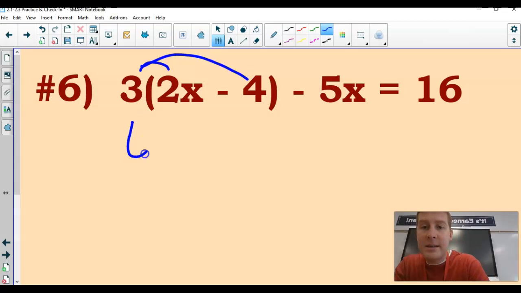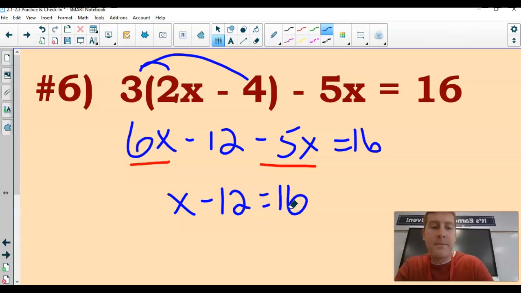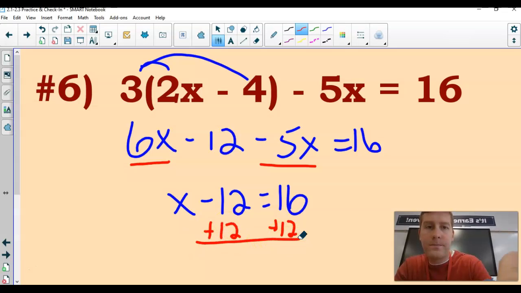That's called the distributive property. So 3 times 2x is 6x, 3 times negative 4 is negative 12, and then we still have that minus 5x on the left-hand side, and it equals 16. Now that we simplified that distributive property, now we can combine like terms. So 6x minus 5x will leave us 6 minus 5 is just 1, or we can write that as just x. Okay, and last but not least, let's undo that subtraction. I'm going to add 12 to both sides. So we're left with x equals 16 plus 12 is 28.